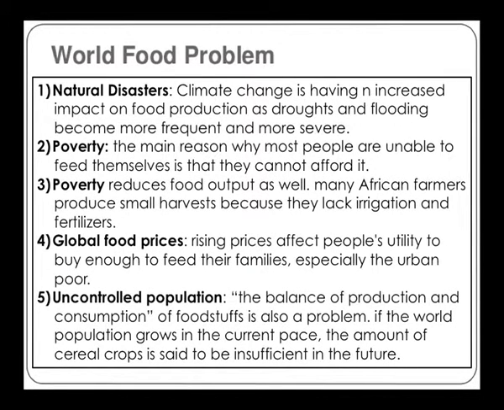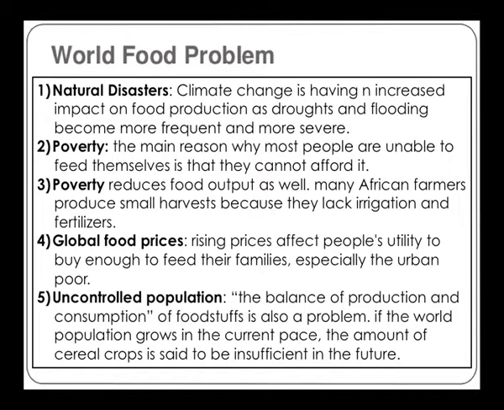Moving on to different world food problems. Number 1, natural disasters. Climate change is having an increased impact on food production as droughts, flooding become more frequent and more severe. Shrinking access to fertile land and water may trigger refugee crises and conflicts.